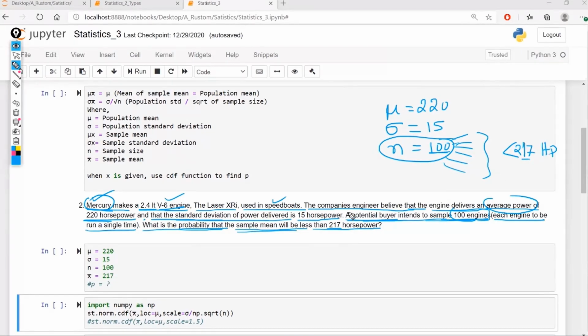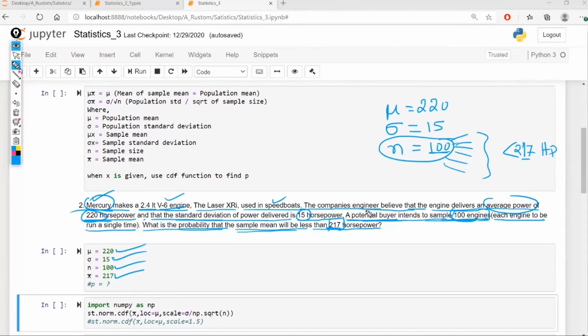So now, what data do we have? We have mu, 220. Standard deviation is also there, and the sample size also. We want to check a probability for a sample mean. So what is the sample mean? 217.